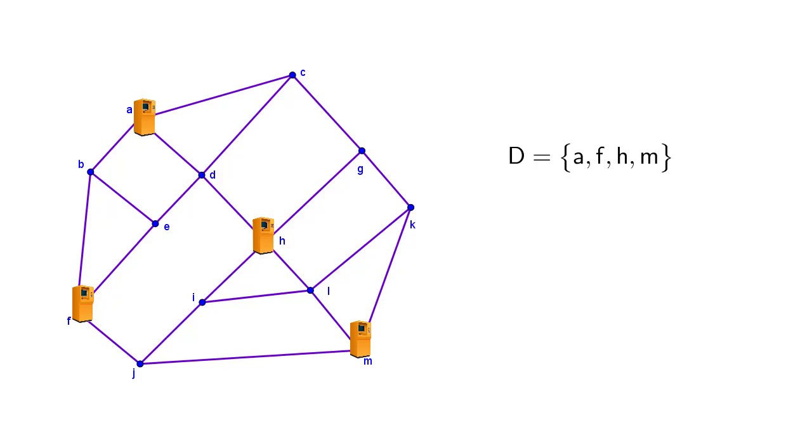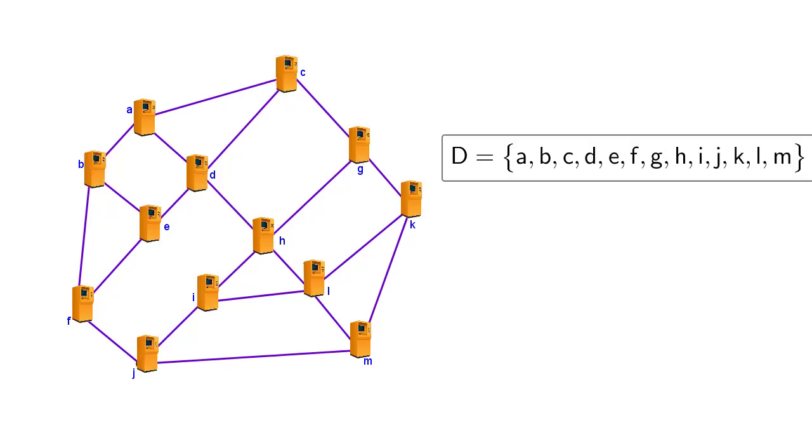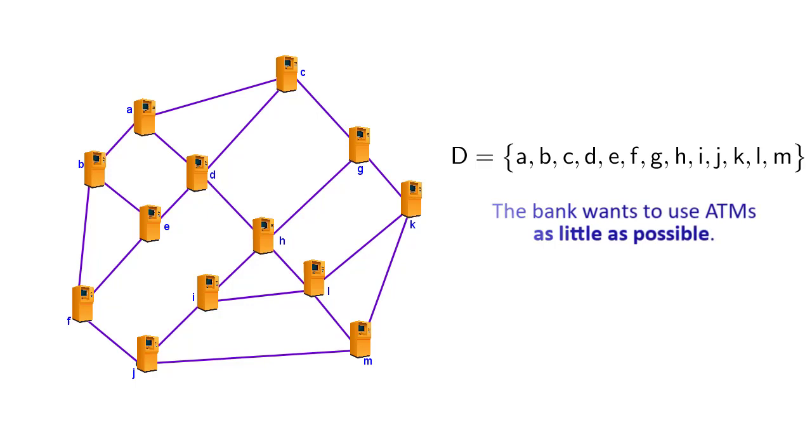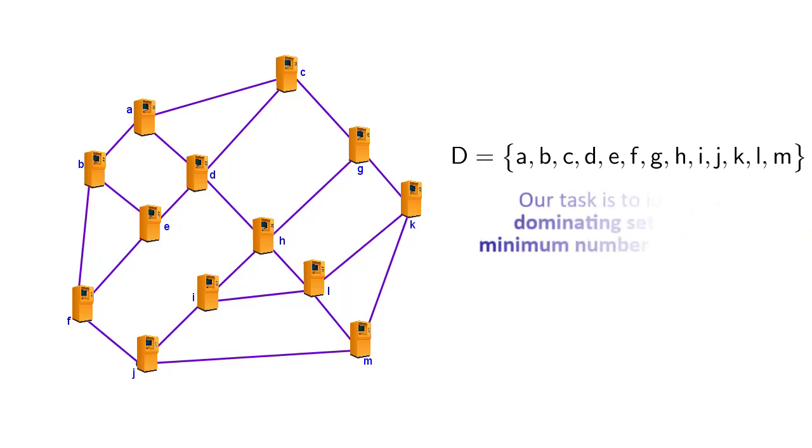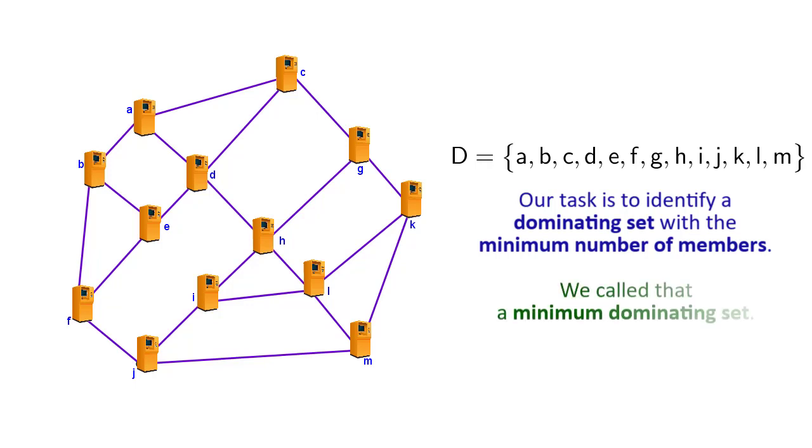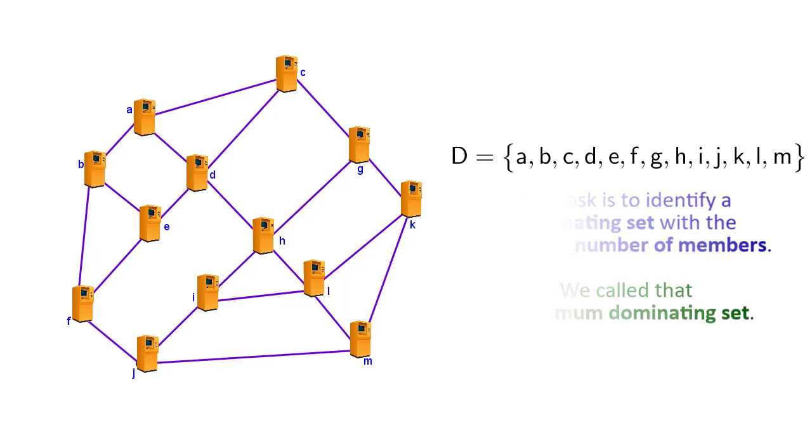And as I mentioned before, the set of all vertices of a graph is also a dominating set of the graph. But we know that companies naturally prefer to cut costs. So the bank wants to use ATMs as little as possible. Therefore, our task is to identify a dominating set with the minimum number of members. We call that a minimum dominating set.